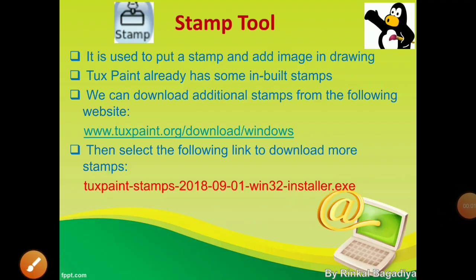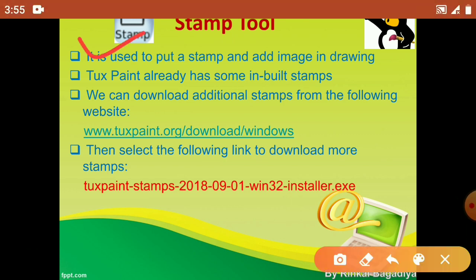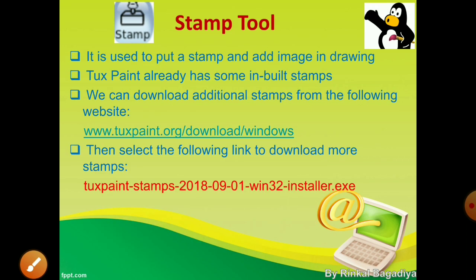Now children, our next tool is the stamp tool. You can see the stamp tool on the screen. This is a stamp tool. It looks like this, with STAMP written below. I think you all are already aware of stamps. Okay, stamp means sticker. Very good. It is a very interesting tool. The stamp tool is used to put a stamp and add an image in the drawing.